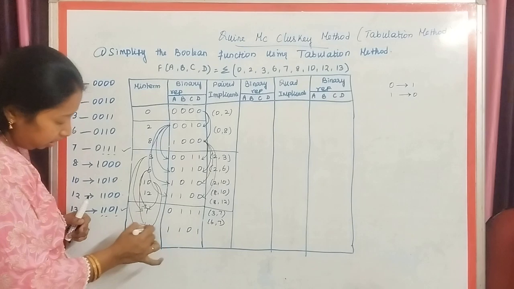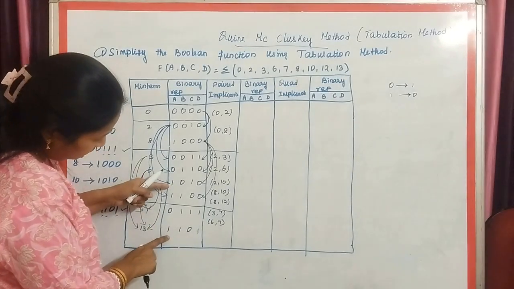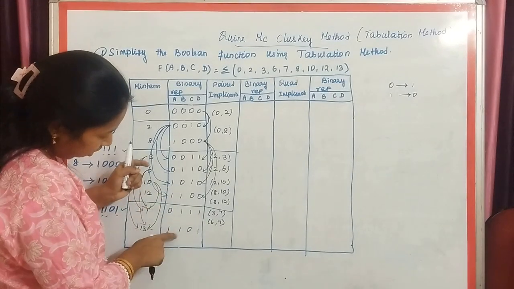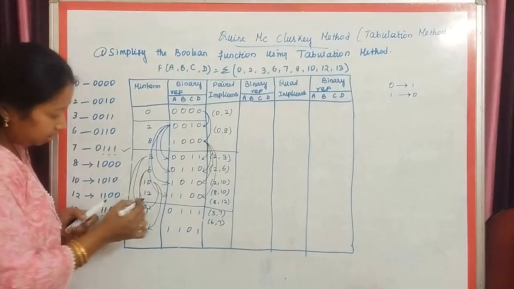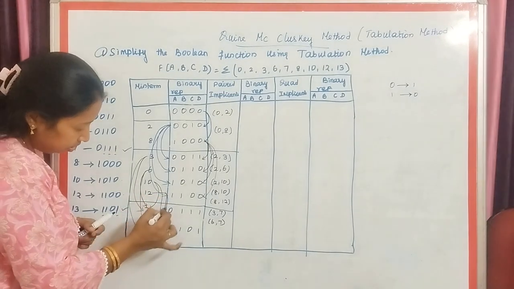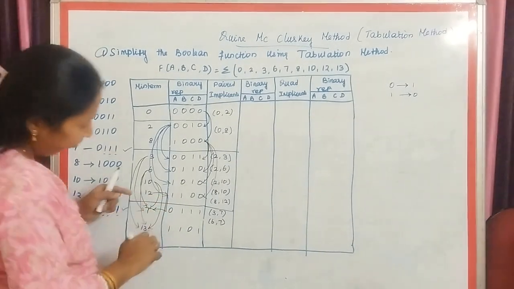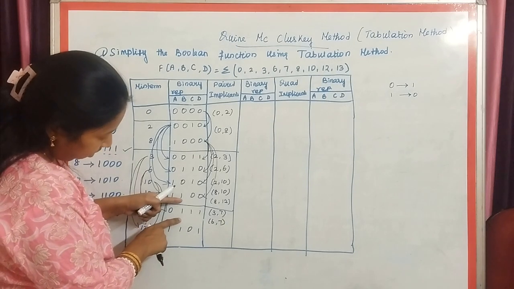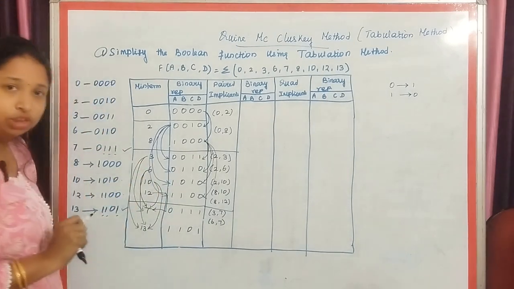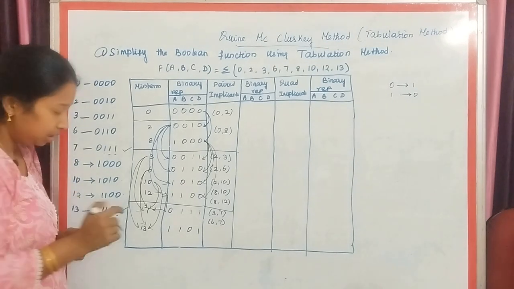Compare 10 with 13. First bit, no change. Second bit, there is a bit change. Third bit again, there is a bit change. So I cannot include these two. Now, compare 12 with 7. Check on the numbers. First bit, yes, there is a bit change. Second bit, no bit change. Third bit again, there is a bit change. So these two numbers again I cannot include.